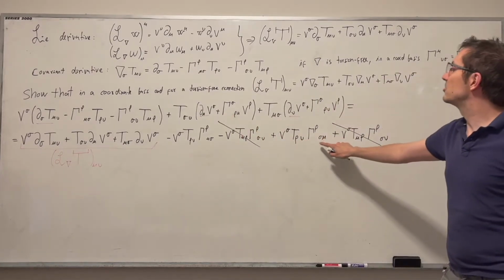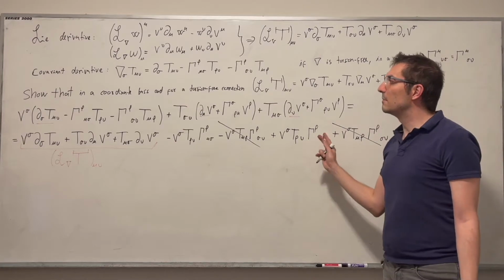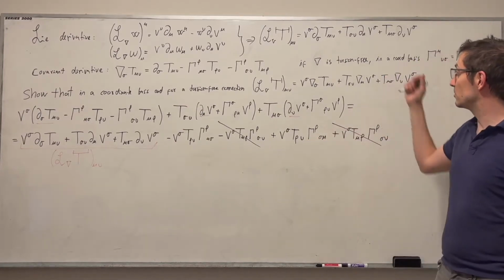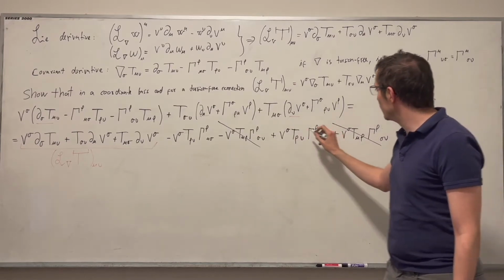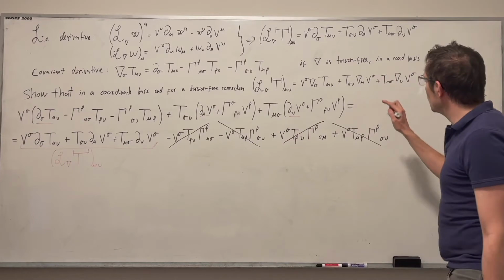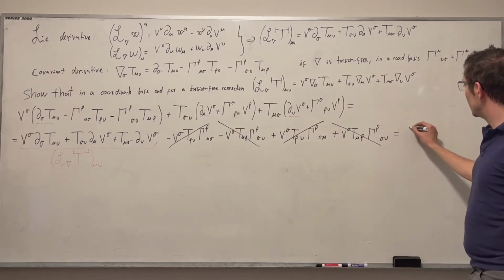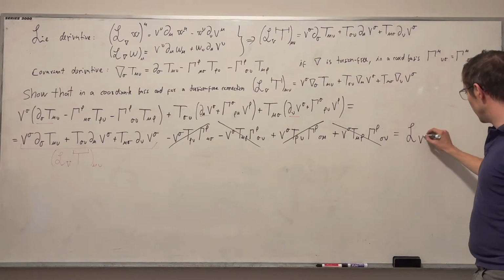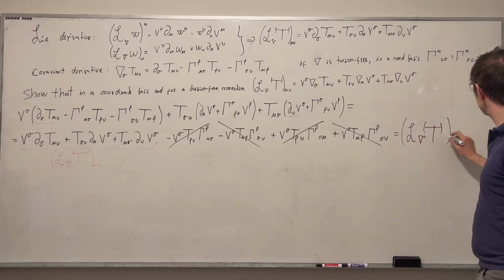And now this term and this term, well, in a coordinate basis, remember that we have a symmetric, torsion-free connection, so this thing, when I swap, is exactly the same as this one. So this one cancels this one. And there you go. We started from this expression, and we ended up with the result that it's just the Lie derivative with respect to the direction of v of the tensor T, components mu nu.